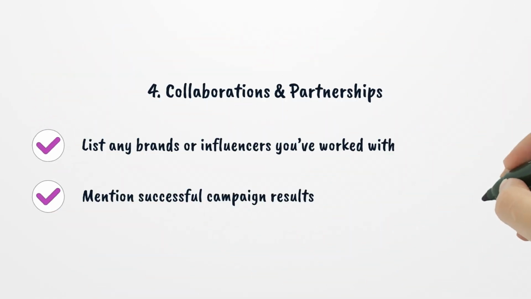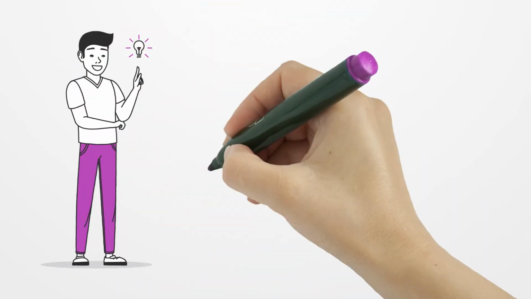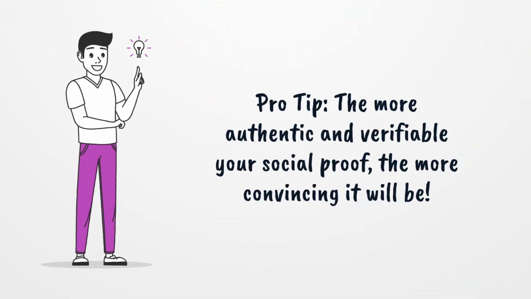4. Collaborations and partnerships. List any brands or influencers you've worked with. Mention successful campaign results. Pro tip: the more authentic and verifiable your social proof, the more convincing it will be.